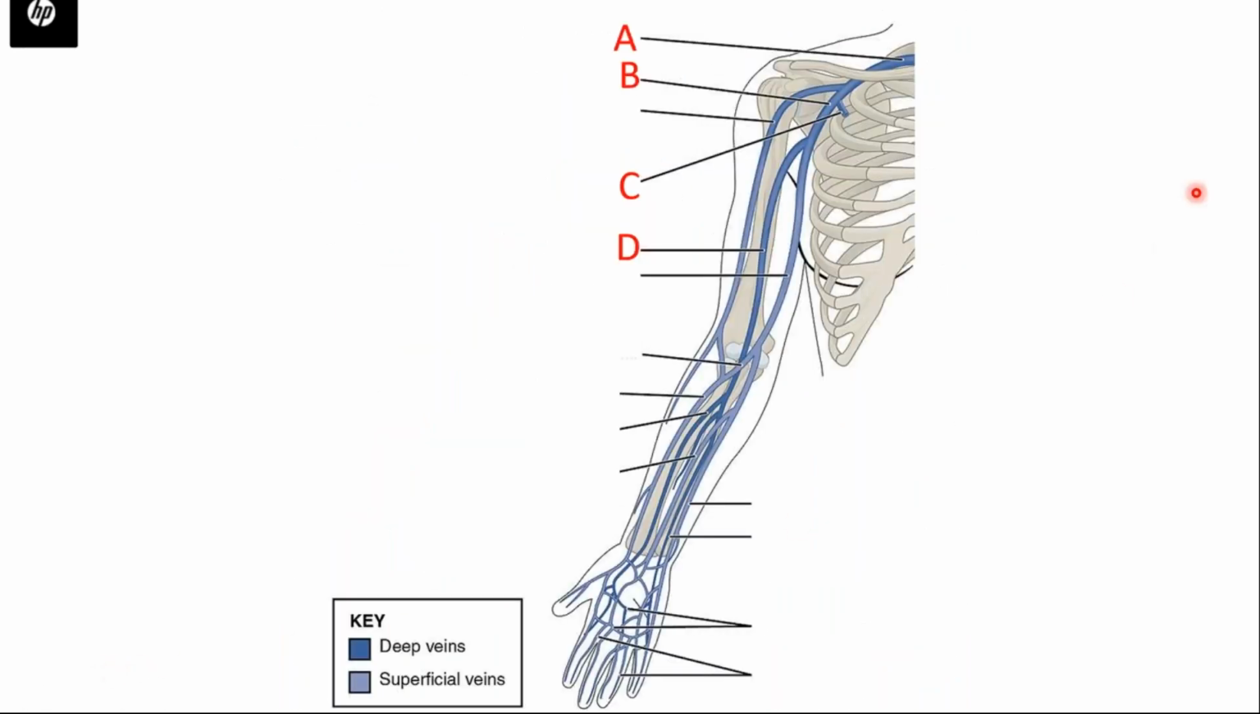This I will give you as your worksheet. I will give you 2 minutes to work on it, and you tell me what A, B, C, and D are. Is A subclavian? Very good, A is subclavian. And B is axillary vein. Very good, B is axillary vein.